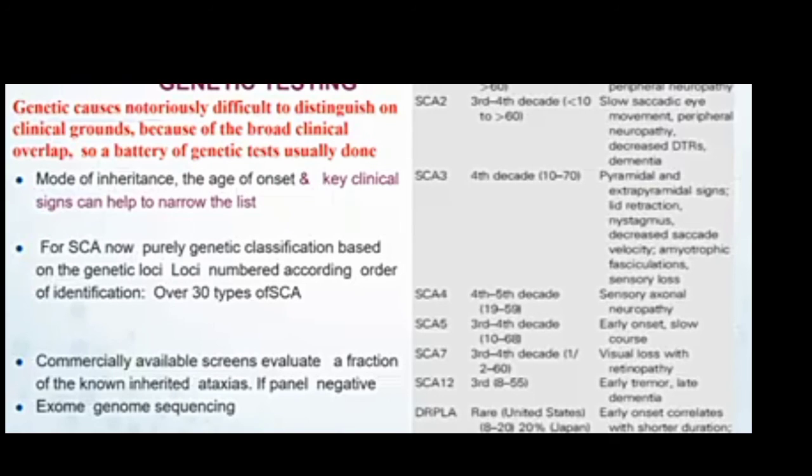For the spinocerebellar ataxia group, it is now more or less a purely genetic classification based on the genetic loci. Almost 40 loci abnormalities are found now, and more are coming day by day. Commercially available screens are there, but a lot of ataxias are still not identifiable by those panels, and occasionally exome or genome sequencing may be helpful.